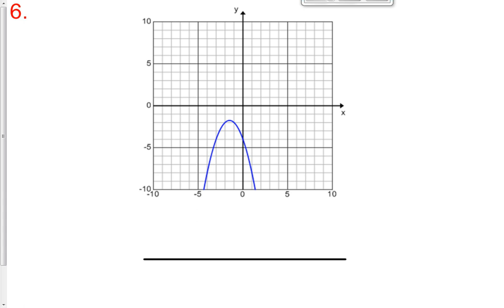Number 6, this is another quadratic. It's an upside down U, but it's still a quadratic. The only difference is that the a value is negative on this one, but it's quadratic.